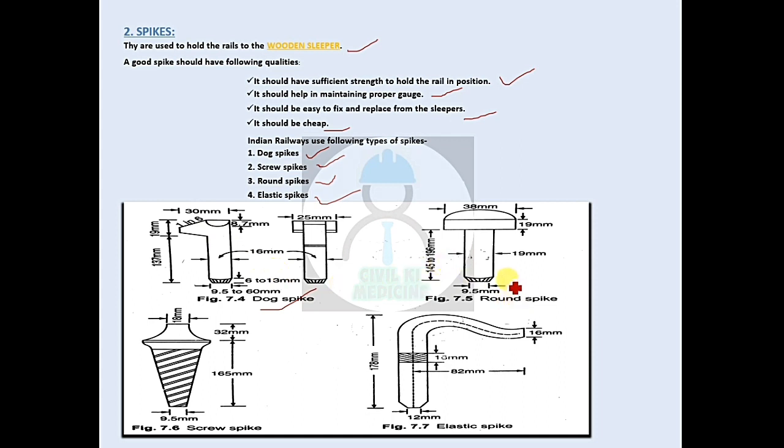This one is round spike because the head of this spike is in round shape, so it is called round spike. And third one is screw spike, the body is in grip like a screw. And last one is elastic spike.